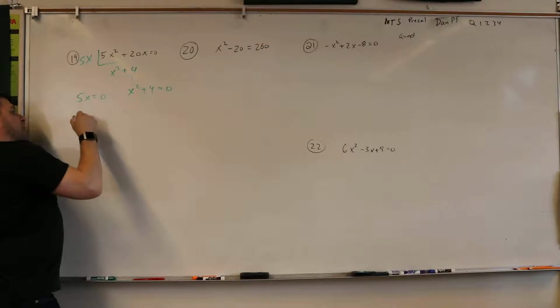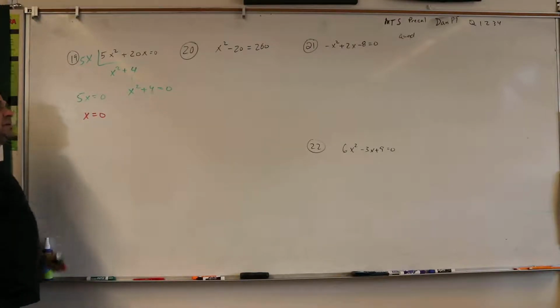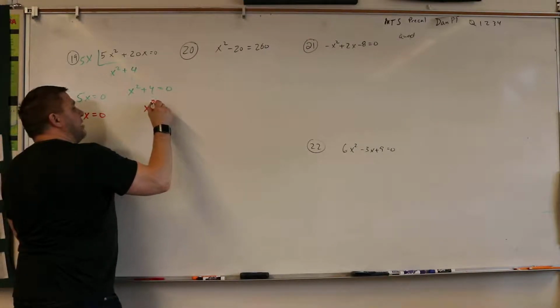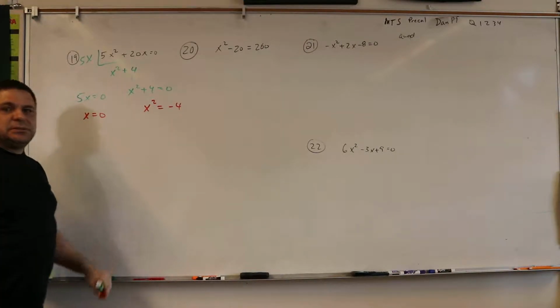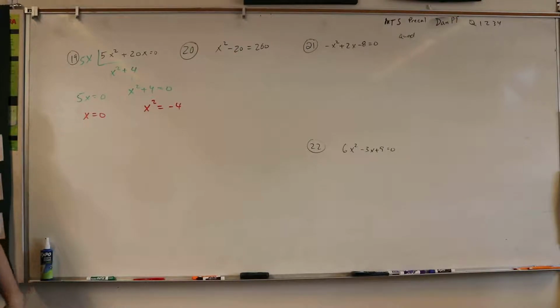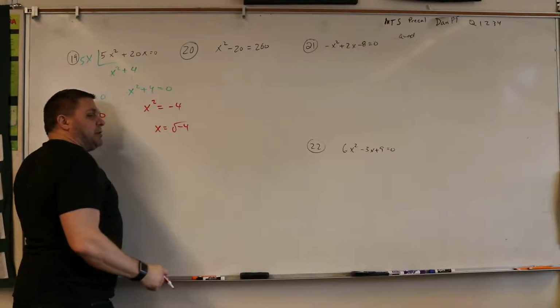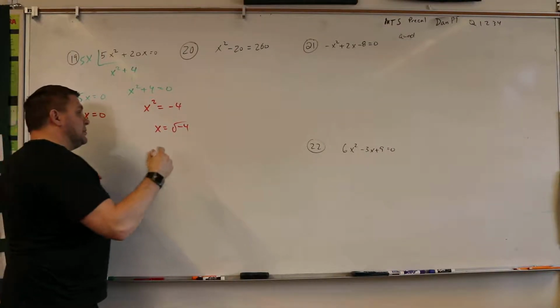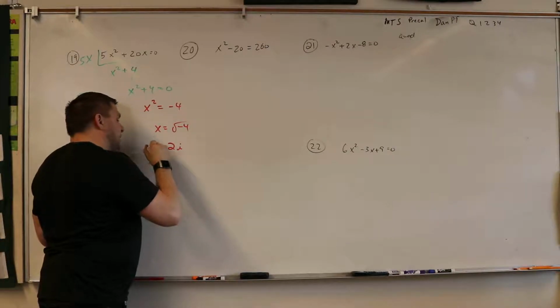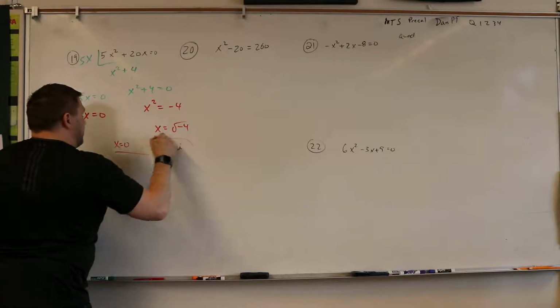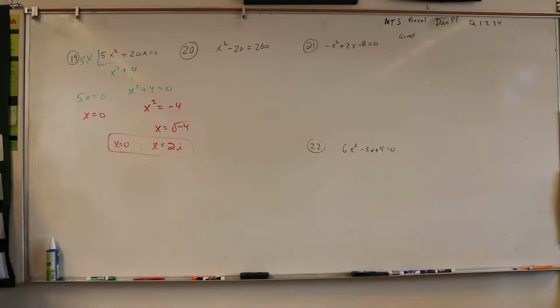So this one, x equals 0, right? But for this one, then x squared is equal to negative 4. There's no answer for that, no real answer, right? Because then you're finding the square root of a negative 4, which means it's basically 2i. So if you want to come up with 2i and 0, that's fine. If you come up with 0, not quite fine. Okay?